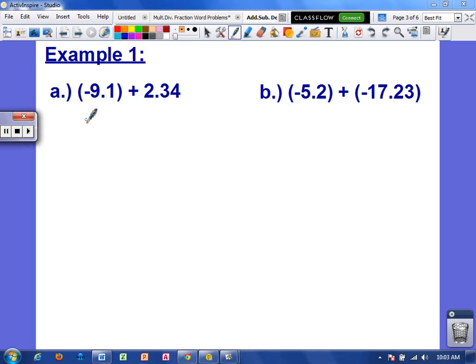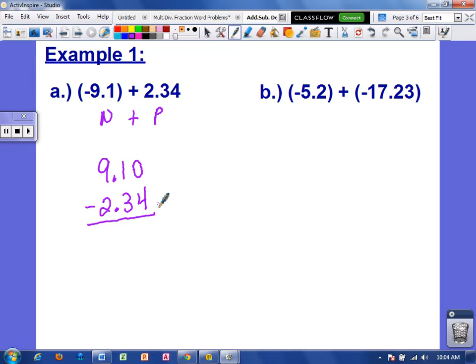Okay, letter A, we have negative 9.1 plus 2.34. So I have a negative plus a positive. So what I want to do is find the difference between these numbers. So if I'm looking at 9.1 and 2.34, I'm just going to do normal subtraction. So that would be 9.1 minus 2.34. Notice how I lined up the decimals right here. Now in this blank space, I'm going to put a 0.